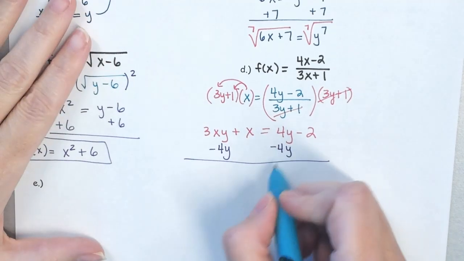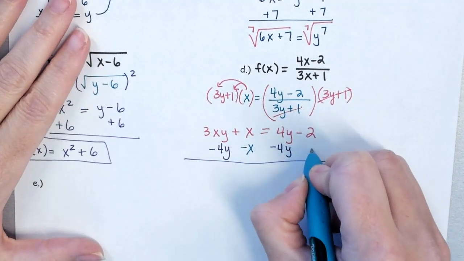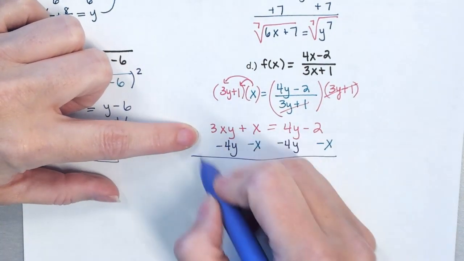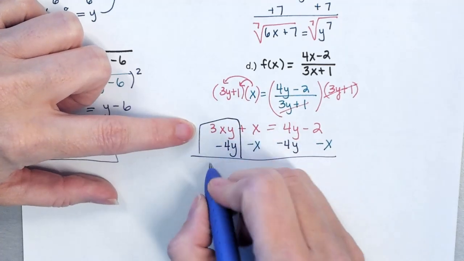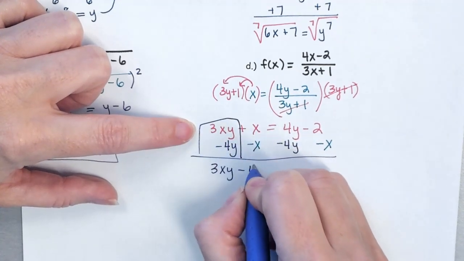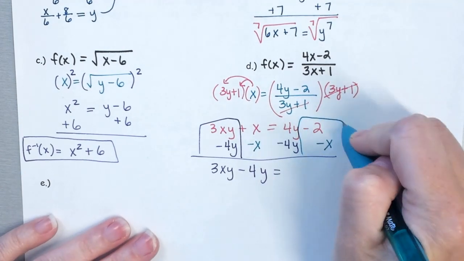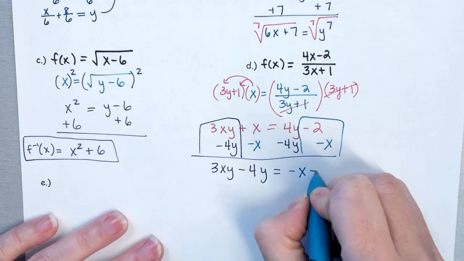Okay. So if I move the 4y over, I'm going to move the x over here, and I'm just going to regroup these. So on this side now, I have this. I have 3xy minus 4y. Okay, on this side, I'm left with these two things. So I'm going to write it as negative x minus 2.